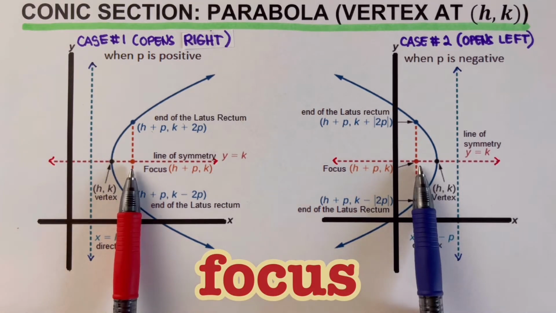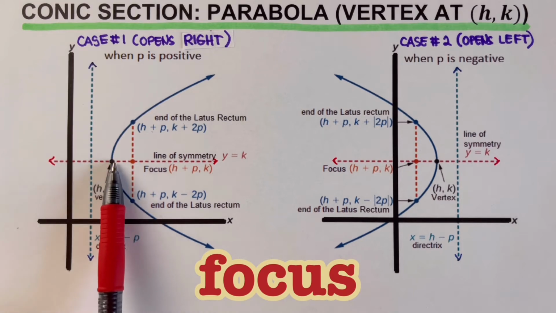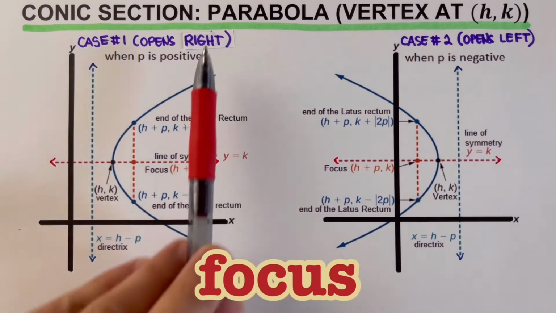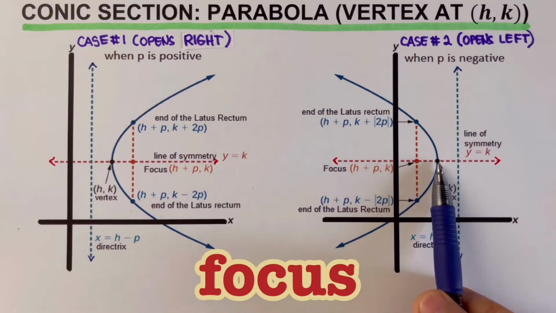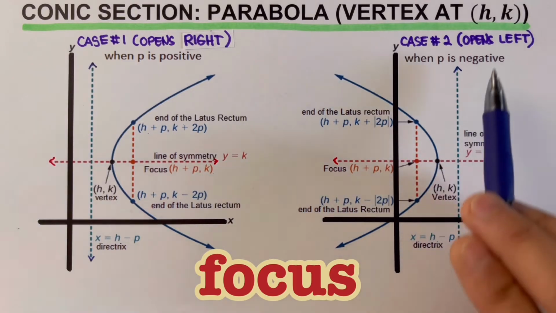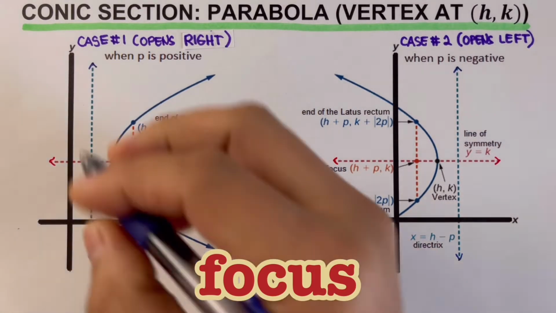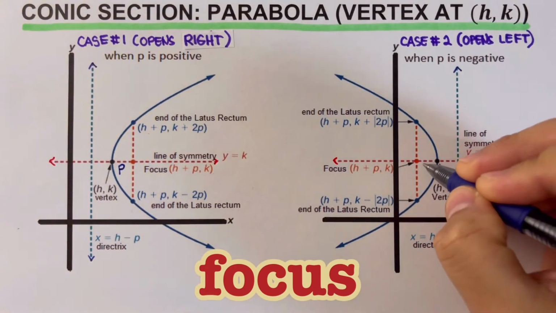Now we remember that the location of the focus from the vertex determines where the parabola opens. If the focus is located to the right of the vertex, that means that the parabola will open to the right. On the other hand, if the focus is to the left of the vertex, then the parabola opens to the left. We also remember that the distance from the focus to the vertex is represented as p. And this is also p right here.